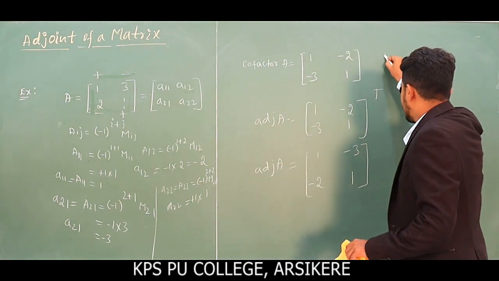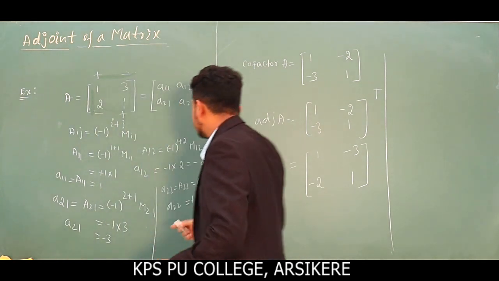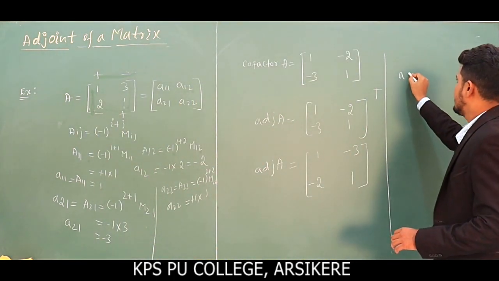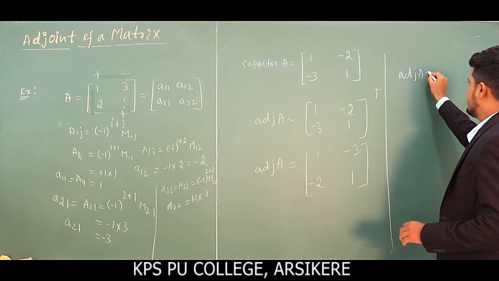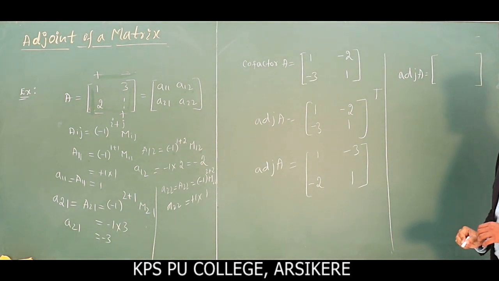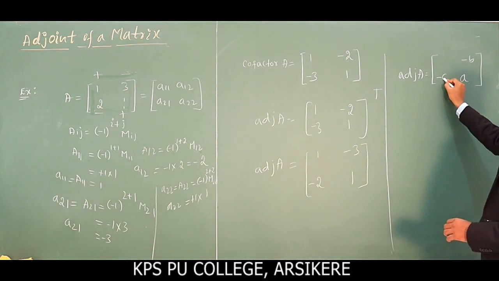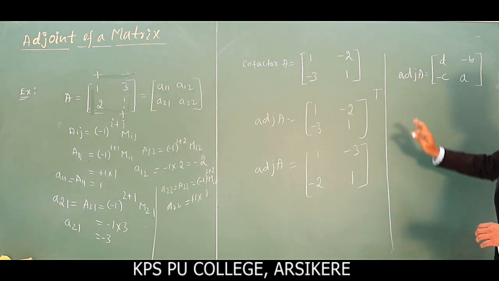Is there any other method to find the adjoint of a matrix? Yes. The direct formula: adjoint A is equal to [d -b; -c a]. This is the direct formula.